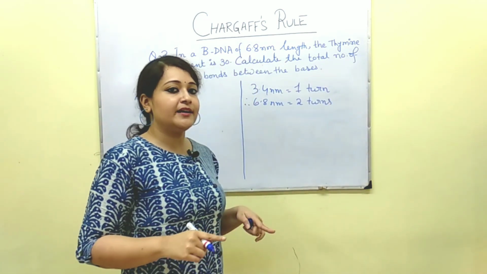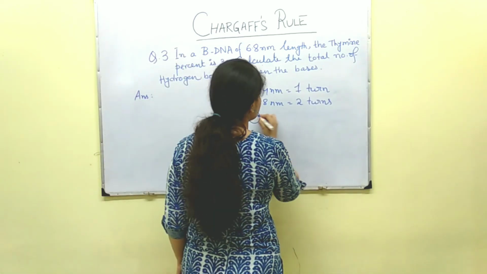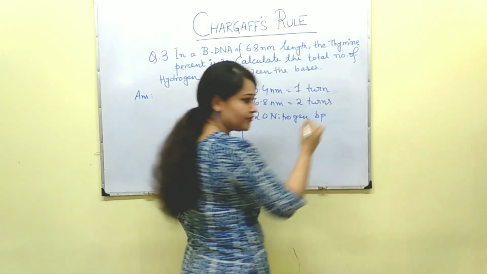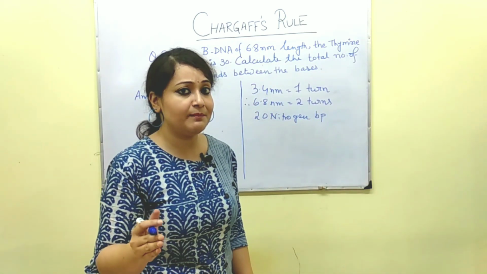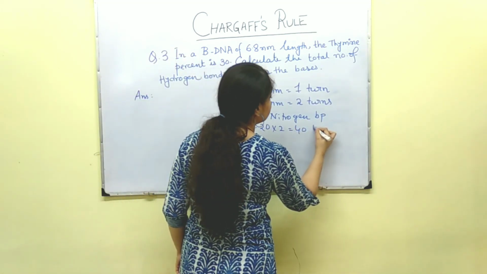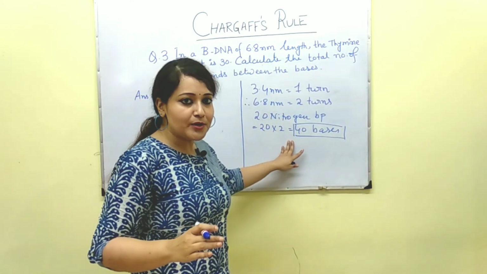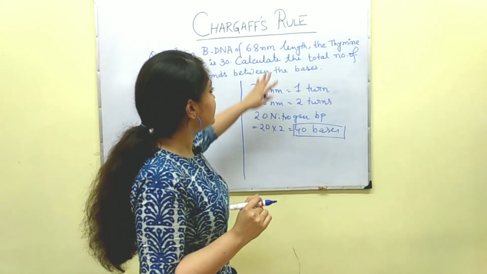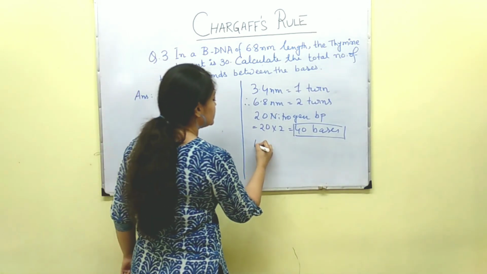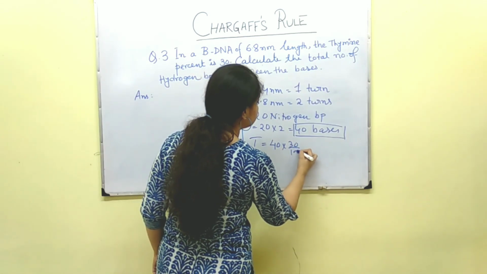And one complete turn contains how many nitrogen base pairs? Yes, 10. That means 2 turns will contain 20 nitrogen base pairs, right? And 20 nitrogen base pairs means how many bases? It is 20 into 2, that is 40 bases, right? So this data we are going to apply to solve this question. Now see, the percentage of thymine is 30. So how many thymine bases will be present? The number of thymine bases will be 40 into 30%, right?